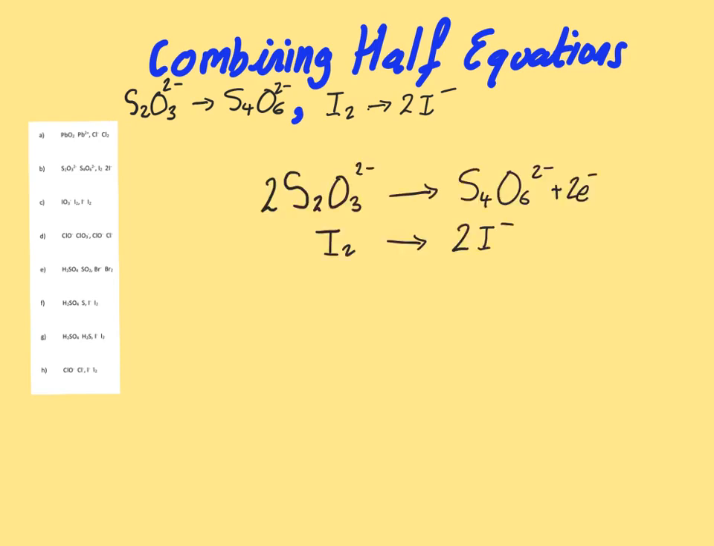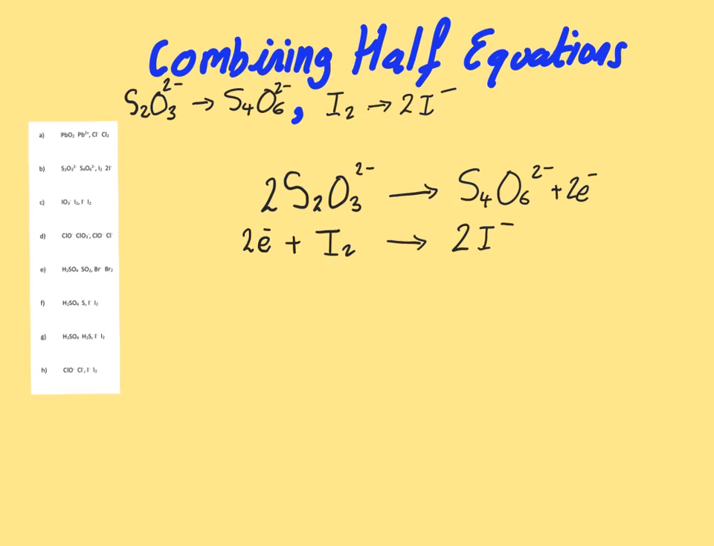So in the first half equation, we can see there's been an oxidation because electrons have been lost because they're appearing on the right hand side. Here we're balanced for atoms. We've got 2 iodine atoms on this side and 2 iodide ions on this side. Now we just need to check for charge, and we need to add electrons to the more positive side, which is the left hand side. This is a reduction reaction.